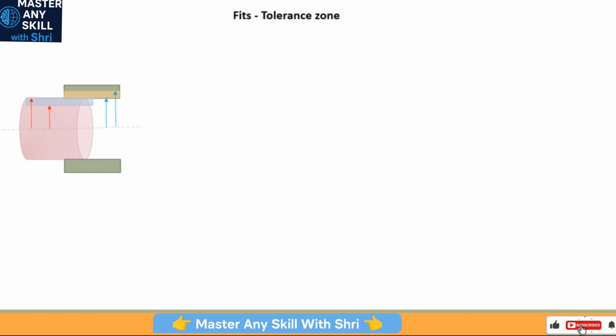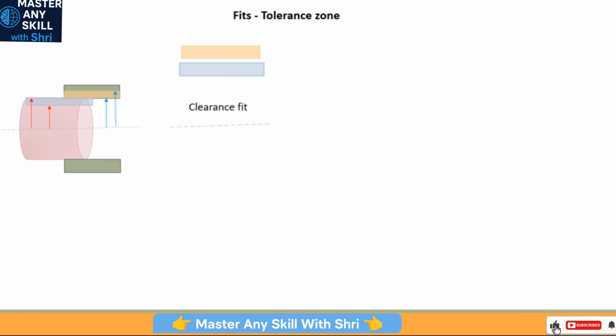So let us take this example of a shaft and a hole. The shaft has a lower deviation as shown here. The small red arrow is the lower deviation, and the larger red arrow is the upper deviation. For the hole, the smaller blue arrow is the lower deviation, and the larger blue arrow is the upper deviation. These define the limits, and when you define the limits, you get the tolerance zones. The blue color block is the tolerance zone for the shaft, and the orange color block is the tolerance zone for the hole. The relative locations of these two tolerance zones will eventually define the fits.